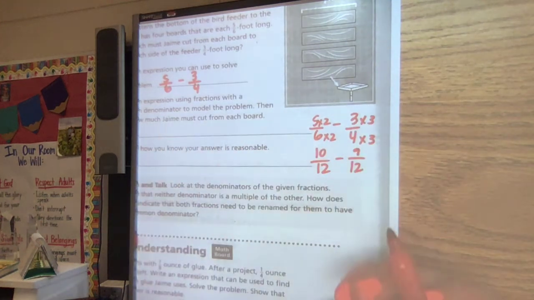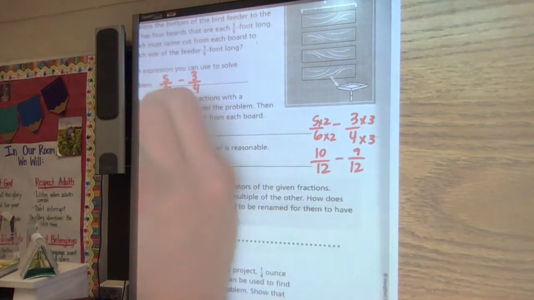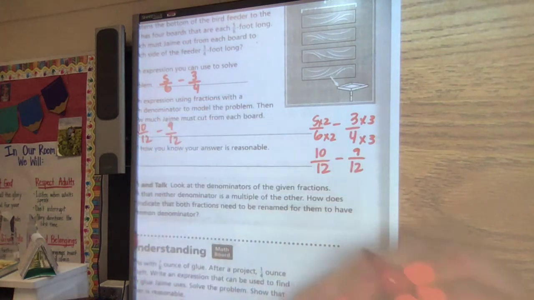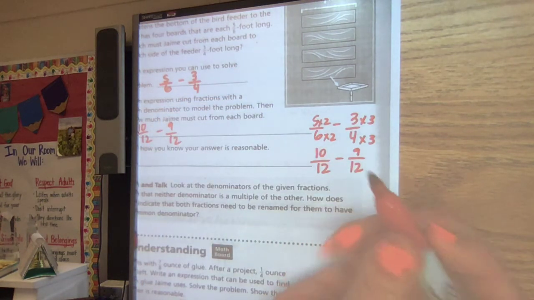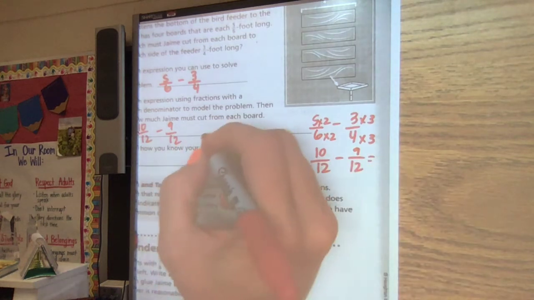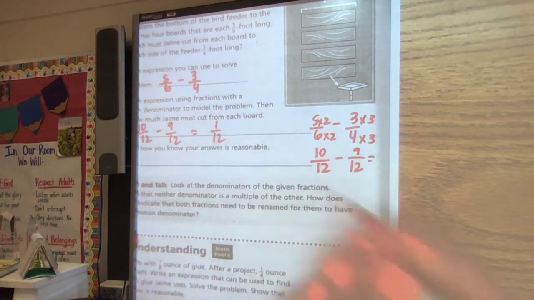So right here, write an expression using them with a common denominator. 10 twelfths minus 9 twelfths. How much should he cut? Well, when we work that out, we get 1/12.